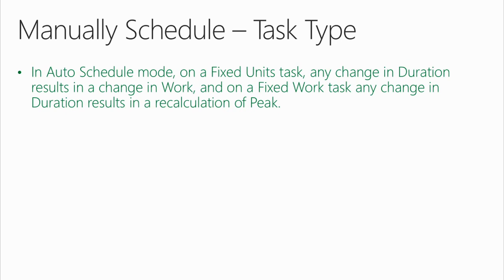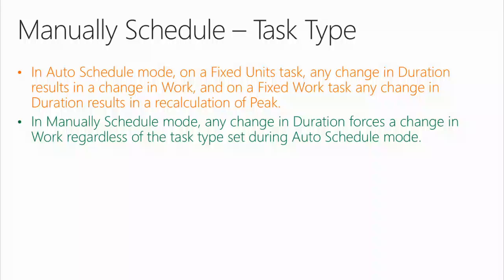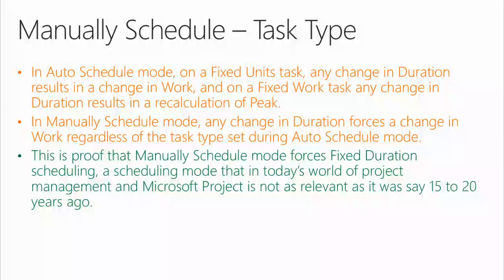Prior to Project 2010, that would say units. In manually scheduled mode, any change in duration forces a change in work regardless of the task type set during auto-schedule mode. So if you're operating in manually scheduled mode, anything that forces a change in duration is going to change your work. Okay? This is proof that manually scheduled mode forces fixed duration scheduling, a scheduling mode that in today's world of project management and Microsoft Project is not as relevant as it was 15 to 20 years ago.